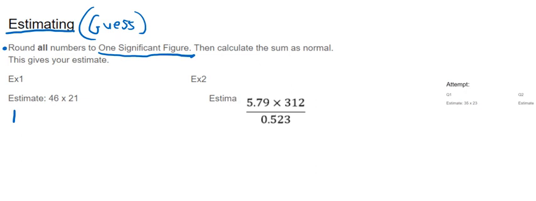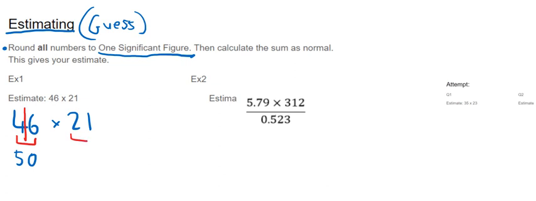So let's have a look at the first one here. It's 46 multiplied by 21, and I have to estimate an answer for it. We're going to take each individual number in each question. The 46, if I round that to one significant figure, the first significant figure from left to right is the 4. The 6 means that the 4 goes up by 1 and becomes a 5, and then the number after the line will become a 0. So that would round off to 50.